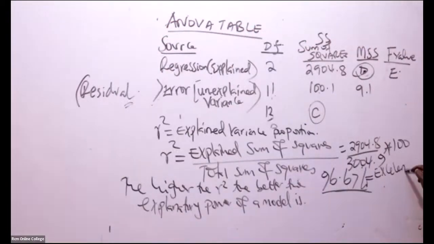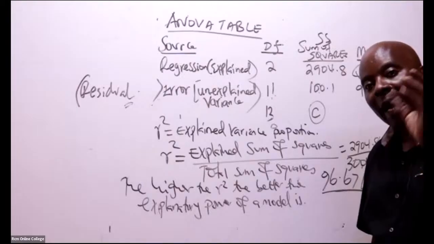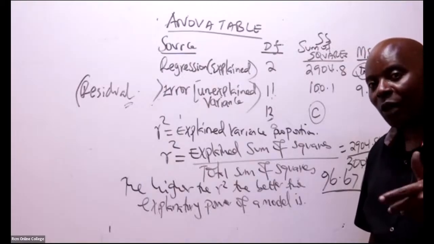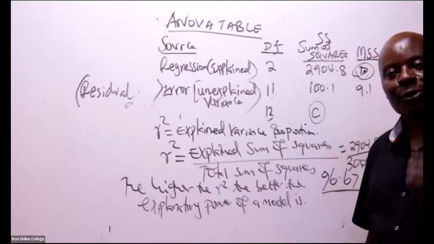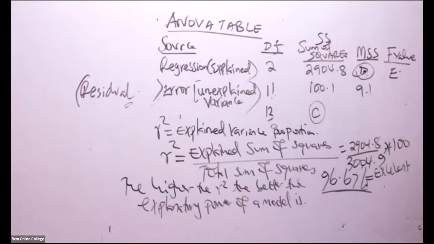Because in terms of variations, our model is able to explain up to 97%. We can only fail to account for 3%. This is really good. This is exceptional. So the higher the R squared, the better the explanatory power of a model is.